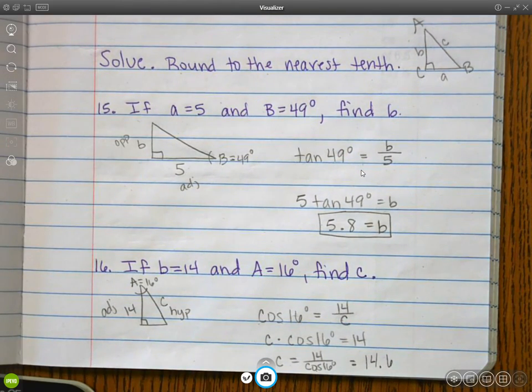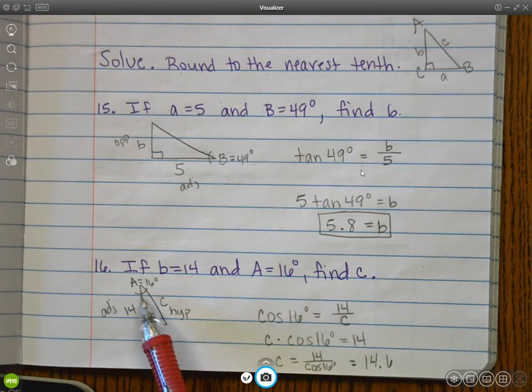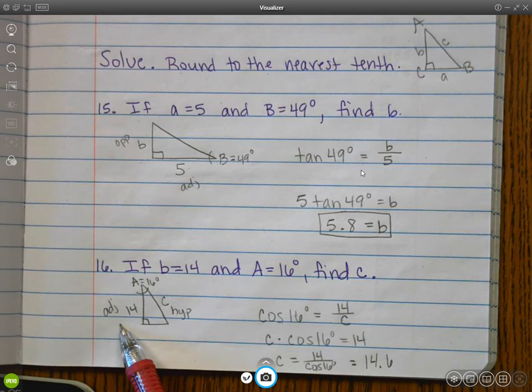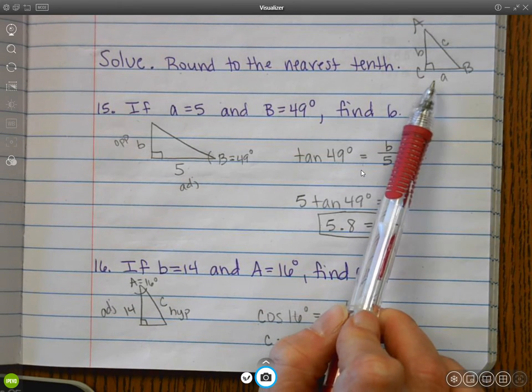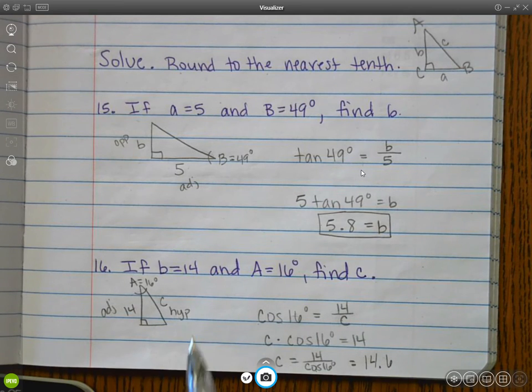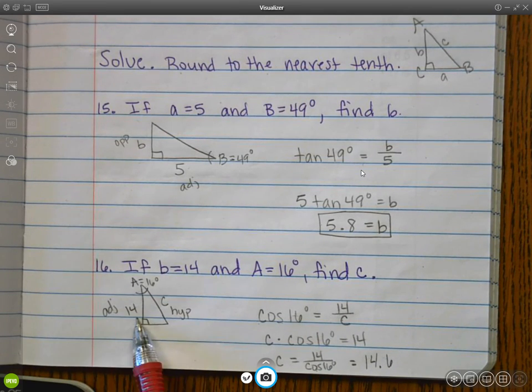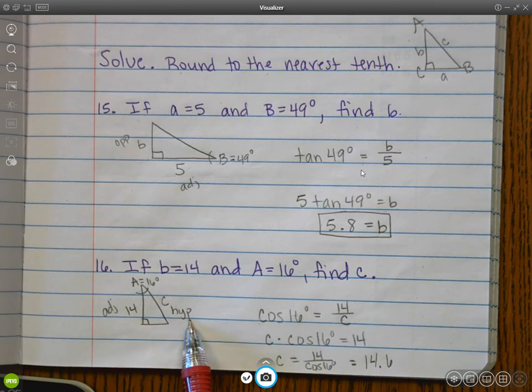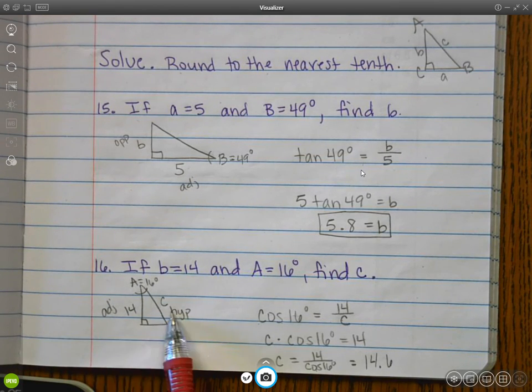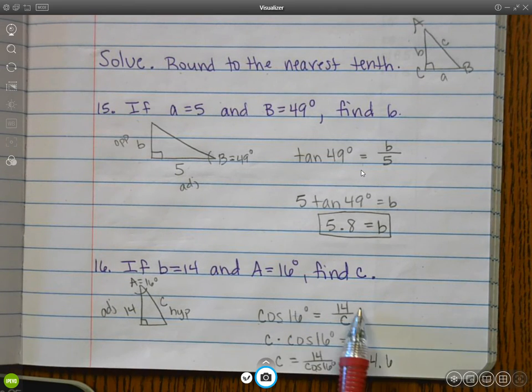All right, next we're going to take angle A is 16. Side B is 14. And they want us to find side C, which is the hypotenuse of my triangle. So again, this is the triangle that was given to me. Now we're just labeling it. This is the adjacent side. They want the hypotenuse. So adjacent and hypotenuse is cosine. So I write an equation with cosine. Cosine of 16 degrees is 14 over C, because that's the adjacent and the hypotenuse.